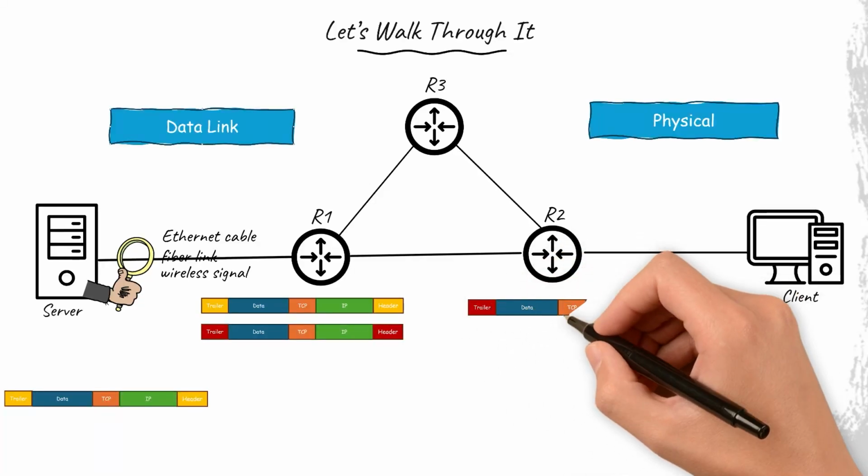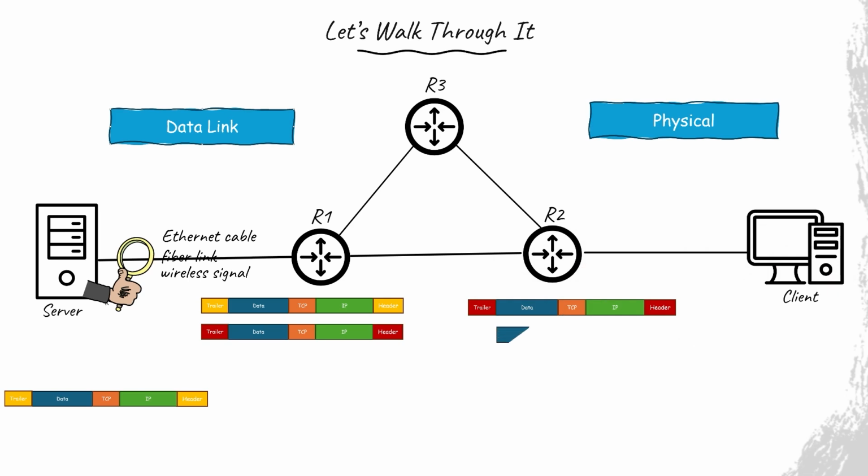The same thing happens again at R2. It removes the header and trailer added by R1, adds a new one based on how it's physically connected to the client, maybe over Wi-Fi, and then sends the packet to the client.